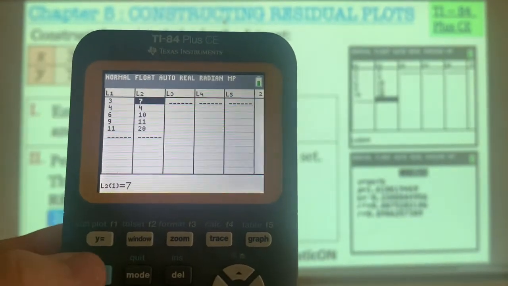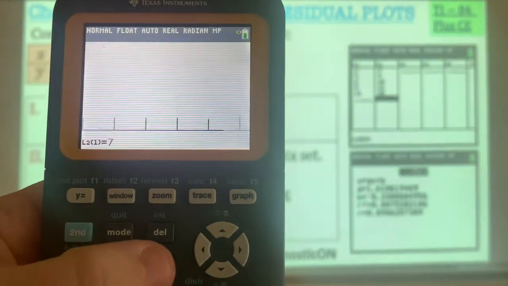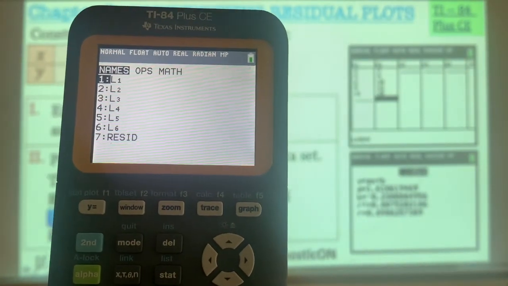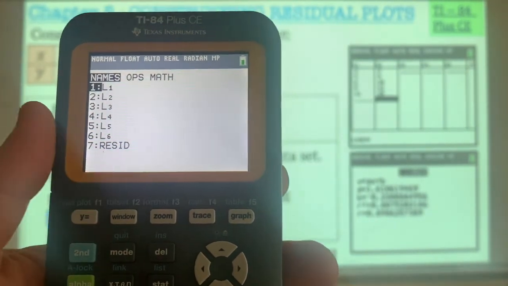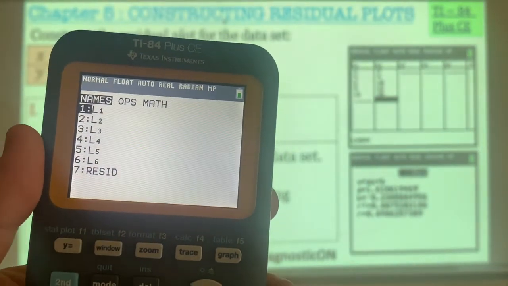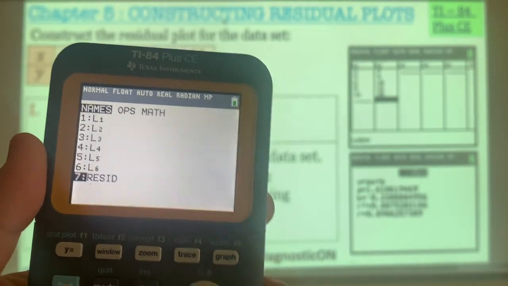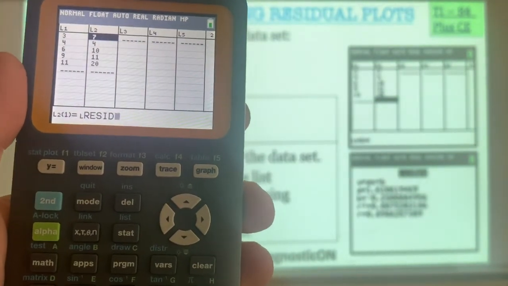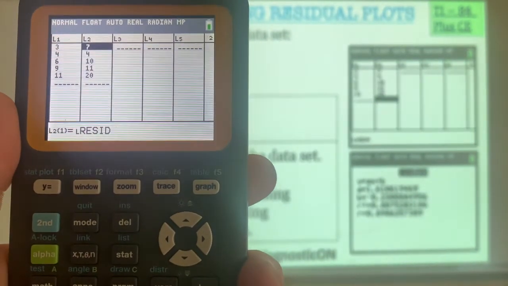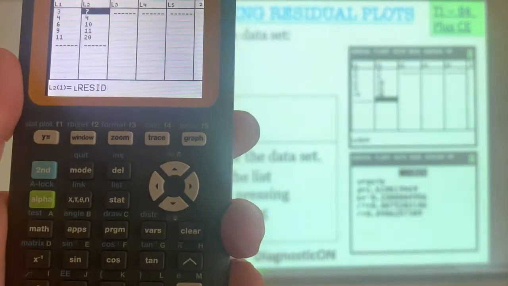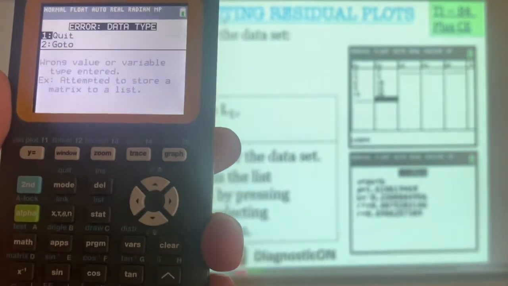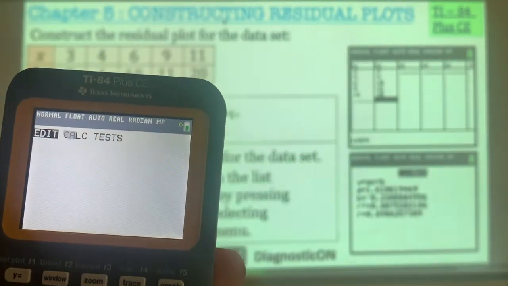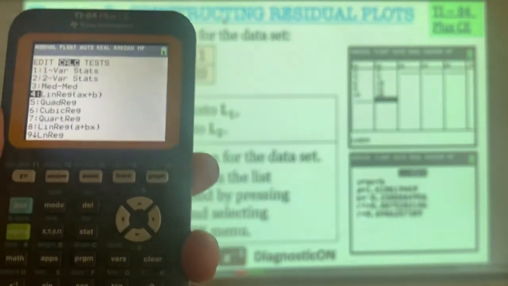I press the second button, the light blue button, the stat button. Now I got some weird looking stuff: name, ops, math. I am going to the names menu. I go down to number 7, resid, otherwise known as residual. I press enter. Okay. Oh, shoot. Quit. All right, I did it in the wrong place. Stat, calc. Let me use my LinReg.